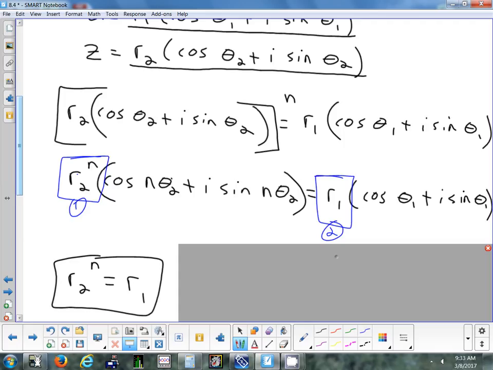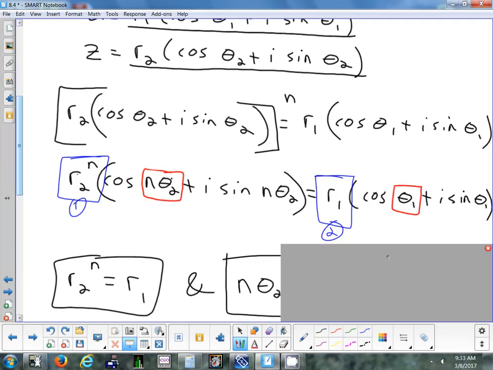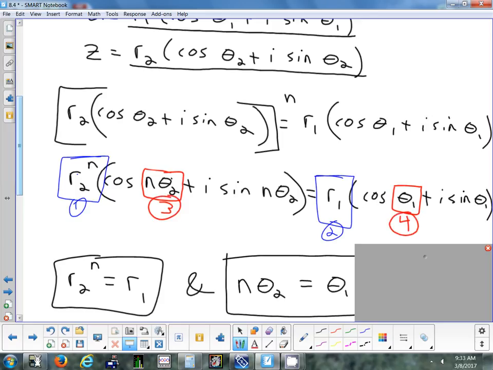Now, in order for what's on the left to match what's on the right, not only do the radii have to match, but what else has to match besides the radius? The angles. So this angle has to match this angle. We'll call that box 3 has to match box 4.